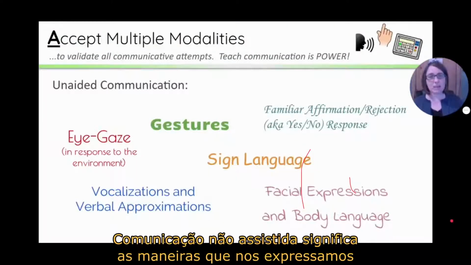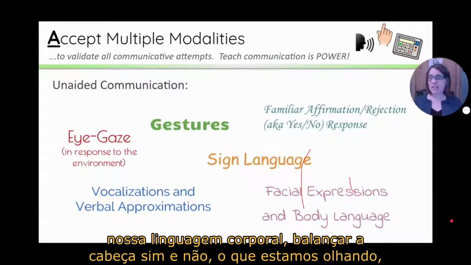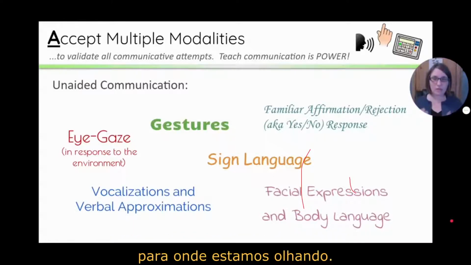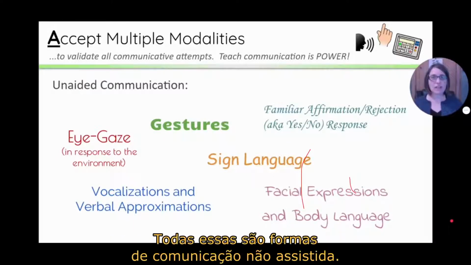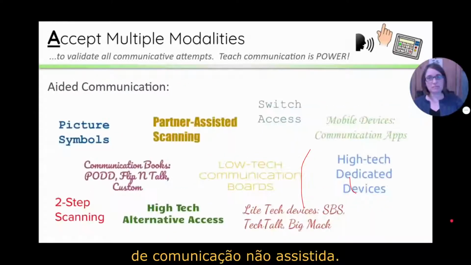So unaided communication are all the ways that we express ourselves that don't require anything extra. So it's our words and our facial expressions, our body language, shaking our head yes and no, what we look at, kind of where we're looking. All of these are unaided forms of communication. Sign language is a symbolic form of unaided communication.